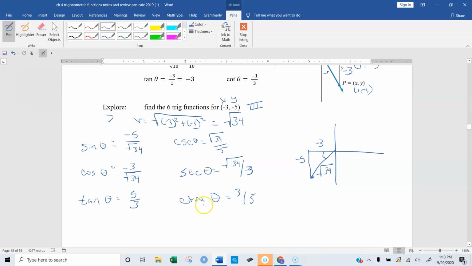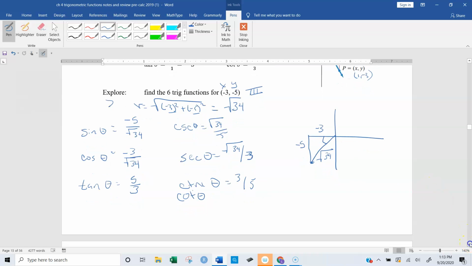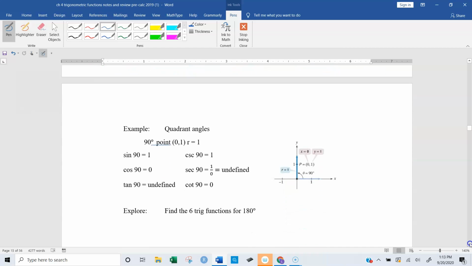Oh, I wrote cotan. Cotan can be written this way or COT. And I keep forgetting that your book only uses the COT version. So when you see those, they mean the same thing. Also, you should rationalize your denominators, which I just did not take the time to do here.